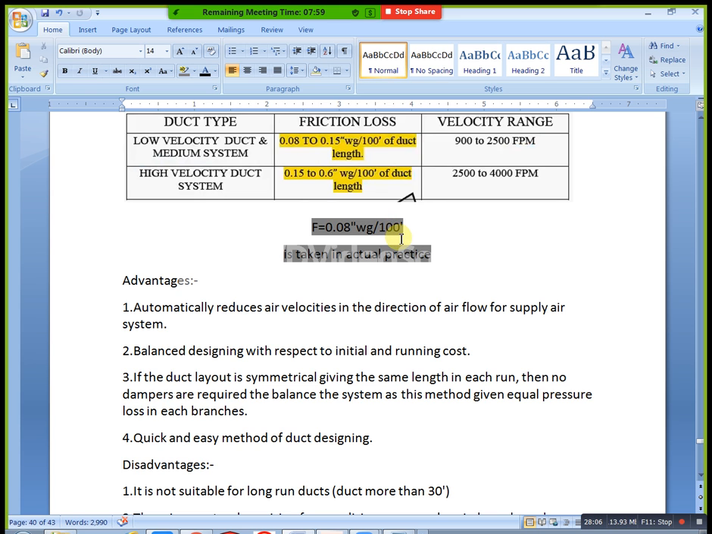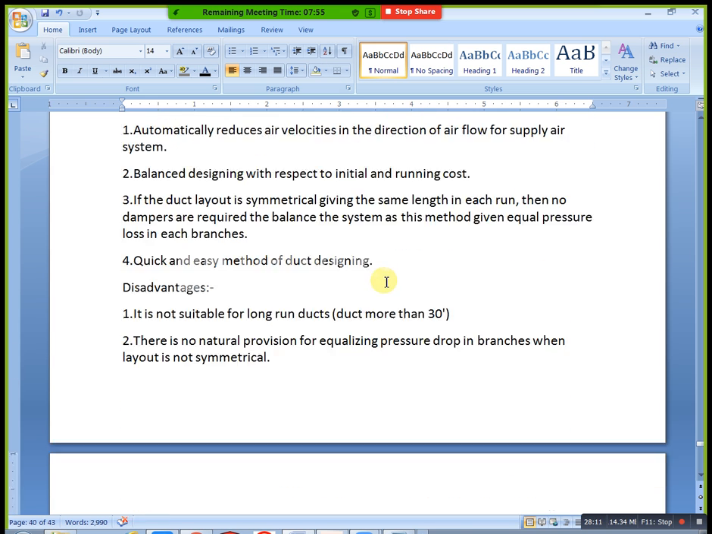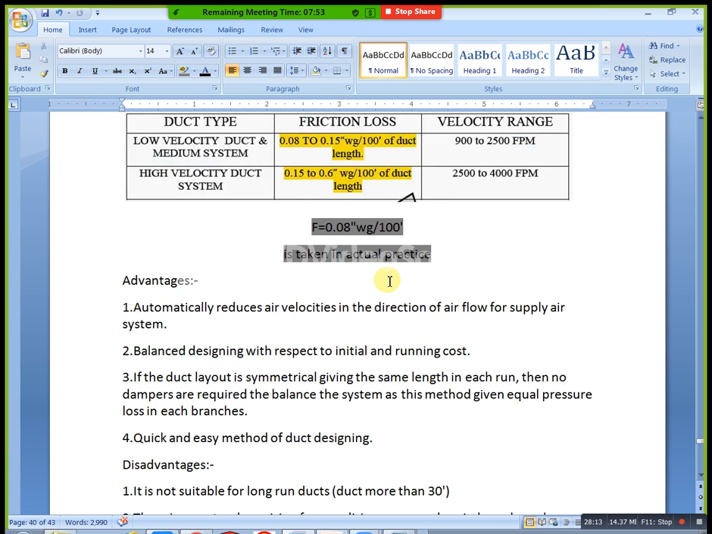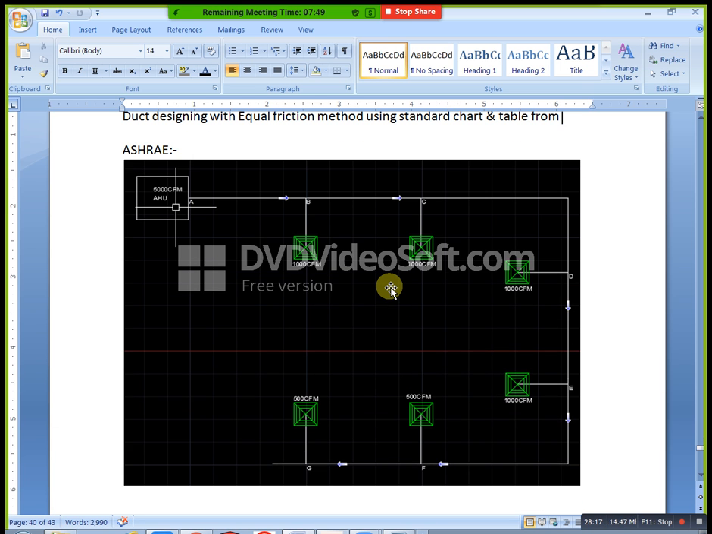Now we know two values. Next, we know the fpm and at the same time the friction. We know these two values, right? Yes or no? Next, we need to find out our actual velocity.